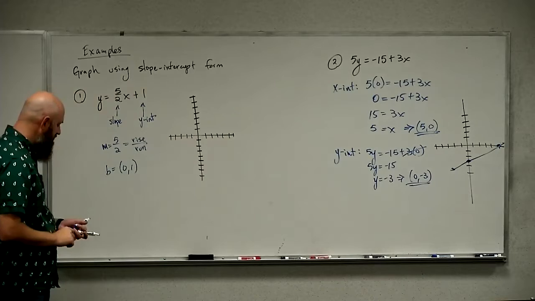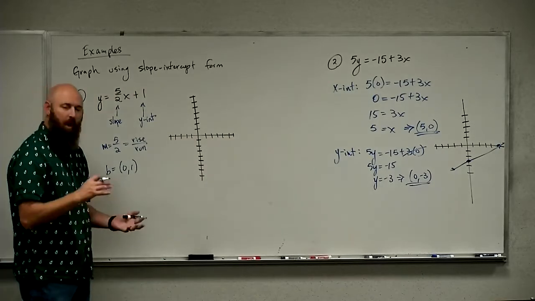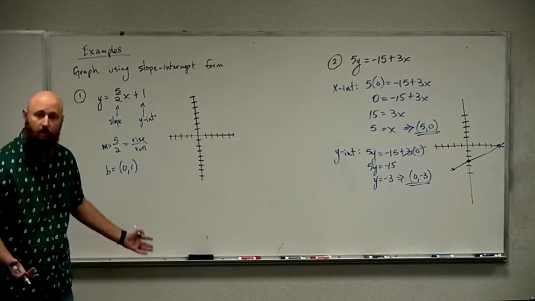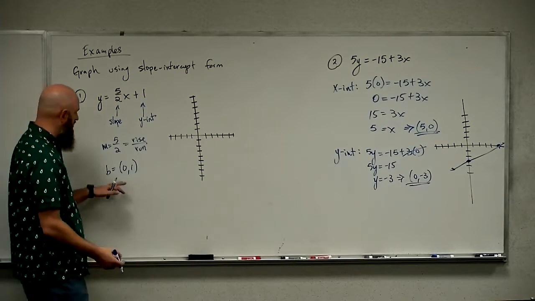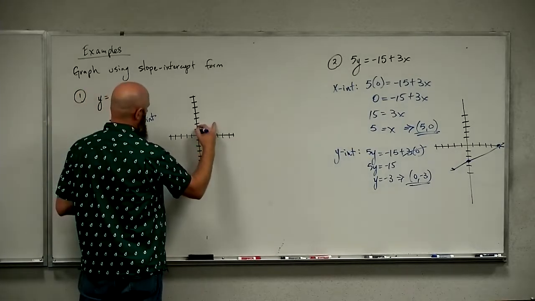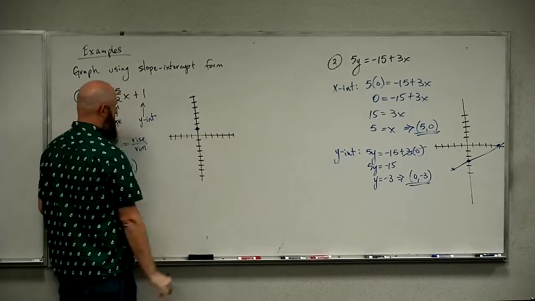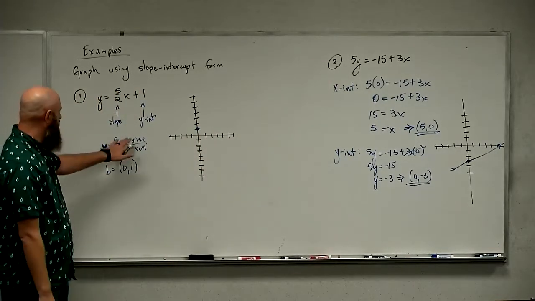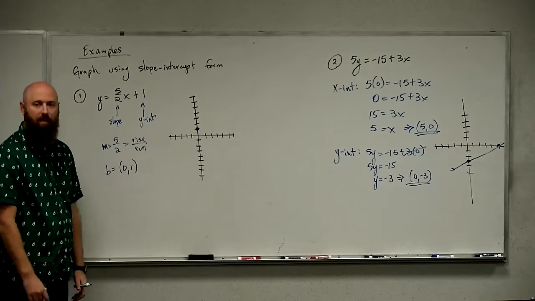Okay. All right, now we always plot the point we have first. We always need that. Okay, so our point is the y-intercept. So we're going to plot it at 0, 1. 0, 1, there is my y-intercept. Okay. Now our slope tells us to do rise and run from that point.